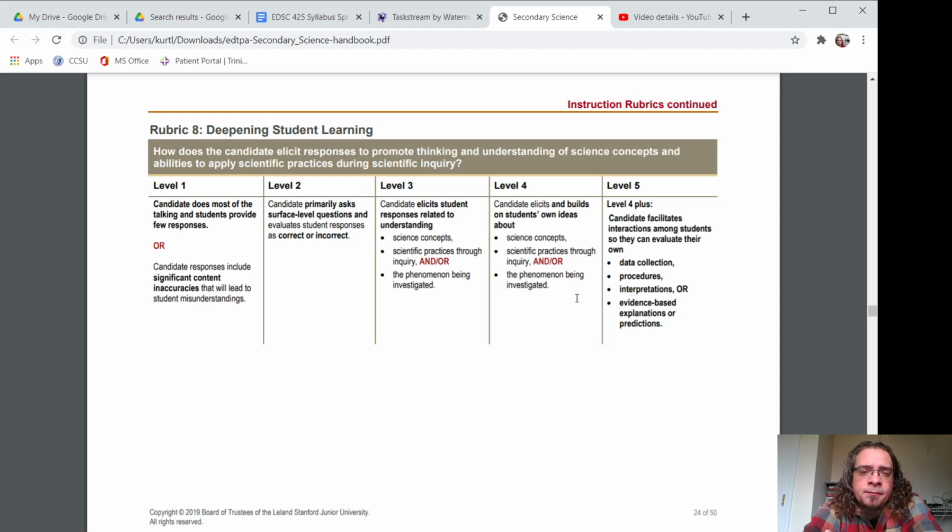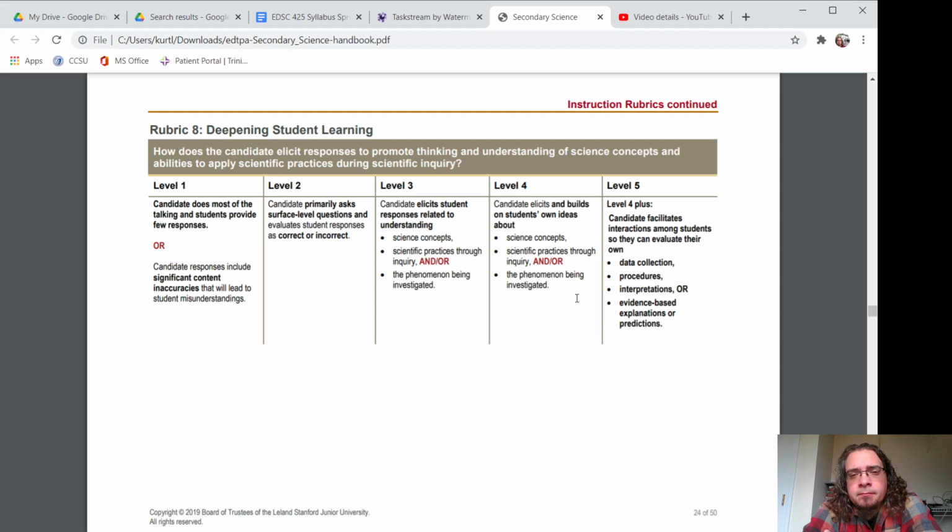So what's level 3? The candidate elicits student responses related to understanding. Okay, so the way that this one is written, science concepts, yep, and then scientific practices through inquiry, and or. So this is interesting. This is the first time we're seeing an and or together. So in both cases, basically if you hit all 3 of these bullets, then that's the and. If you do the first 2 and leave out the last one, or 1 and 3, that's the or.